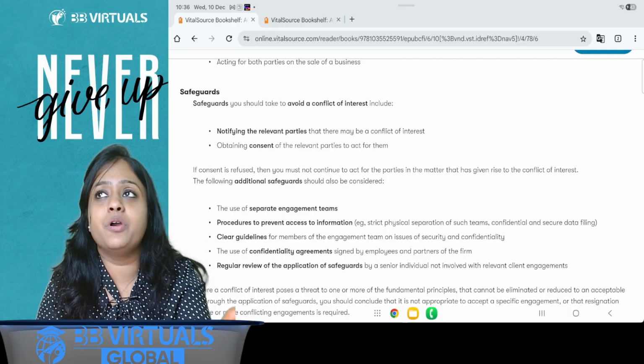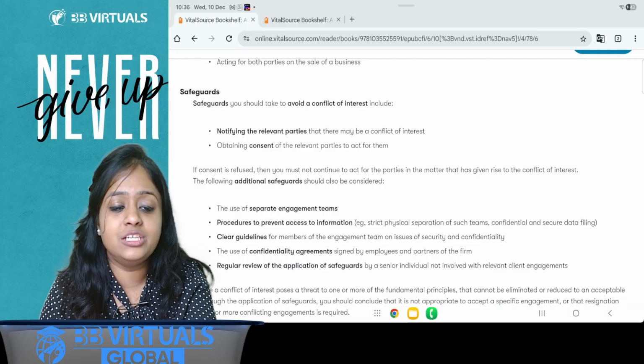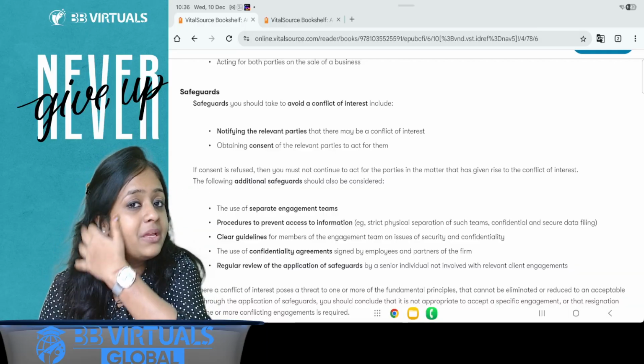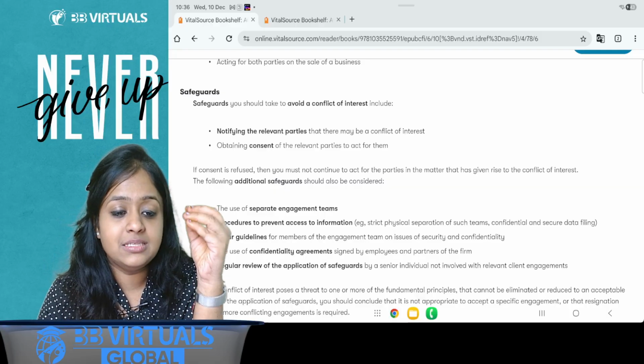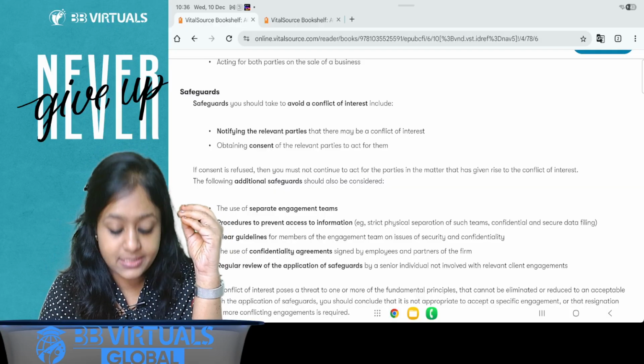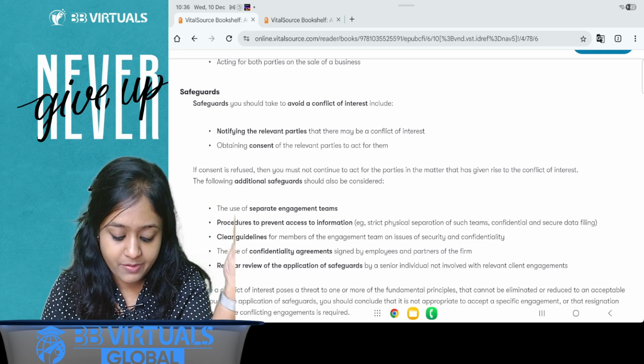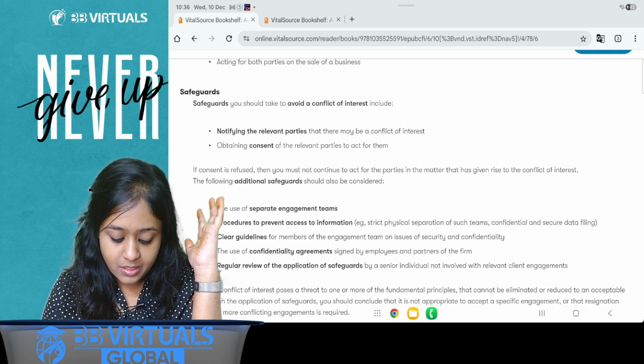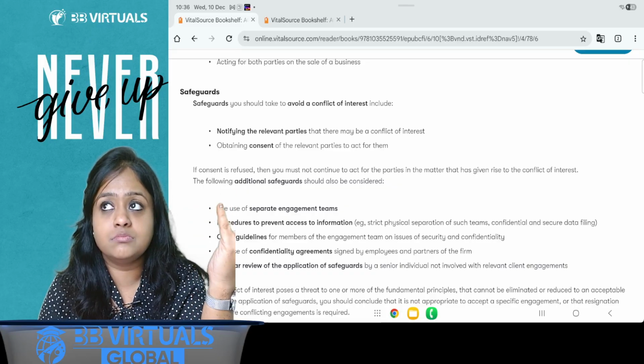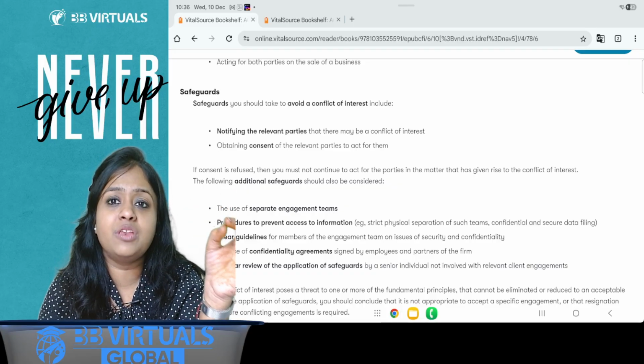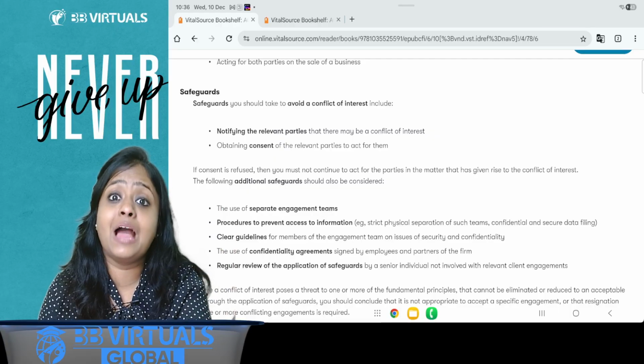Now comes the next point. What are the safeguards that ideally should be in place? These are a hot favorite topic in your exam. What are the safeguards that should be in place when, let's say, you are having any conflicts? That can be in place when you are not having a conflict, but you may have conflicts.